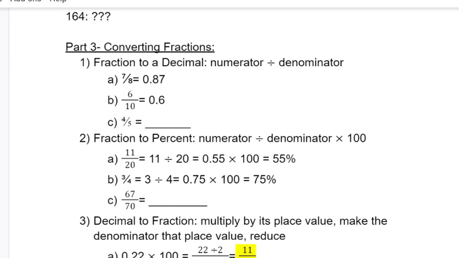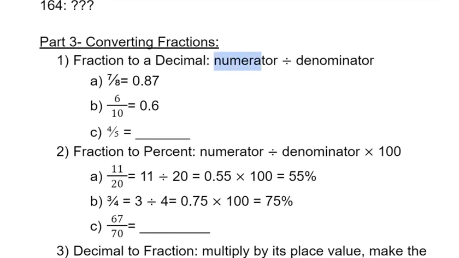But fraction to a decimal, you have to take the numerator divided by the denominator. So say you have 7/8. I'm going to take 7 divided by 8, and I will get 0.87 or 87 hundredths. 6/10 is equal to 0.6. And 4/5, I'm going to give you the opportunity to find what the decimal would be.